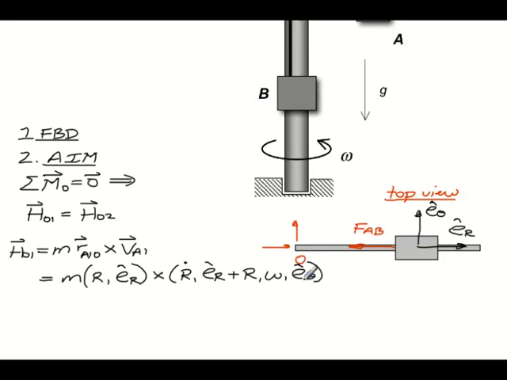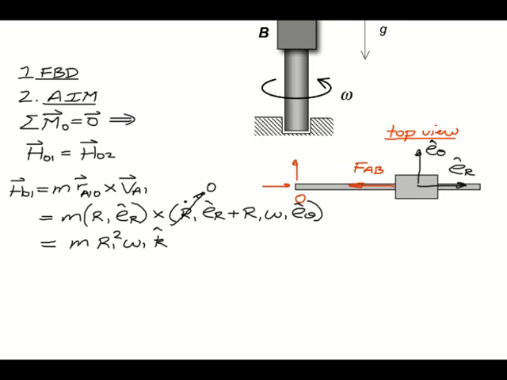Well, it says that initially A is stationary relative to that arm. So R dot initially is 0. So all that we have left here is M R1 squared omega 1, ER crossed E theta, is a K. Angular momentum about O for time 2.